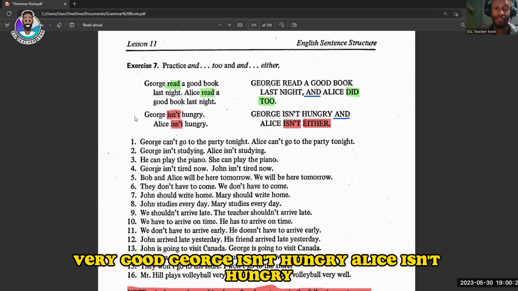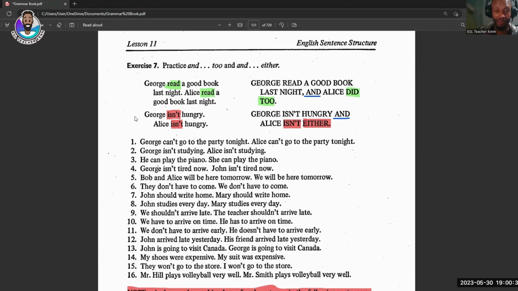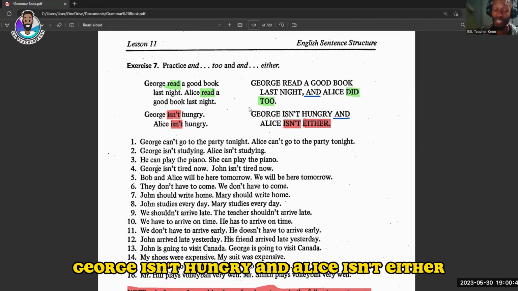George isn't hungry. Alice isn't hungry. George isn't hungry and Alice isn't either.